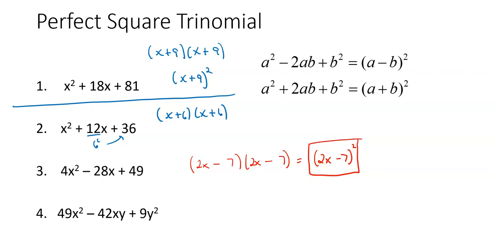Look at the last one. Last one has both x's and y's in it. Again, they're both perfect squares, so I'm going to call the first one, the square root of 49 is 7, the square root of x squared is x. How about the 9y squared? 3y. What signs do I put in? Well, this says minus, so I'm going to put a minus. Does it work? 49x squared minus 21xy minus another 21xy gives me a minus 42xy. Negative 3y times negative 3y, 9y squared. So it's good. I can also write this as 7x minus 3y squared.